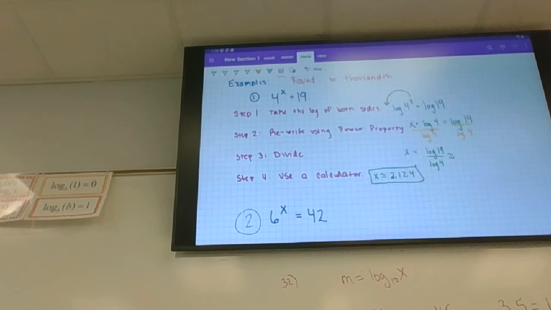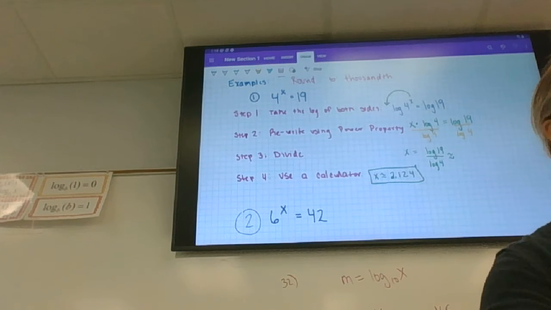I don't even have a log button. So for this one, you actually get to the argument first. Oh wait, so you're hitting 19 first? I got really close when I was guessing and checking.